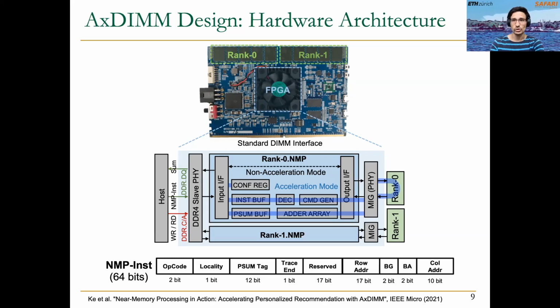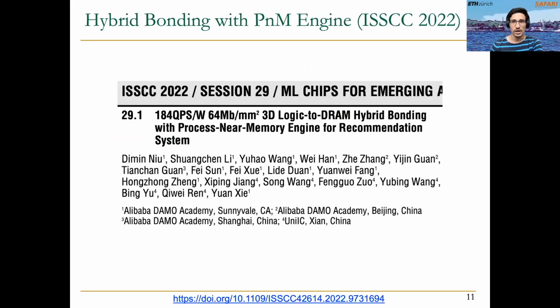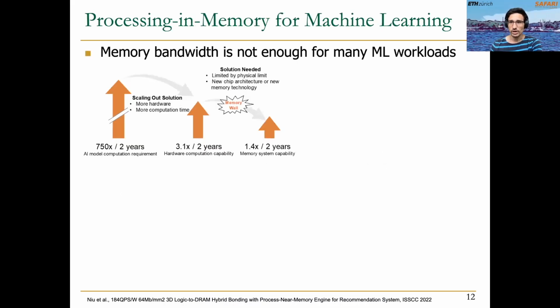We are also going to talk today about recommendation systems, because that's the main target of this Alibaba 3D Logic-to-DRAM hybrid bonding with processing near memory engine. And this is the paper, as I said before, presented at ISSCC this year in February. The motivation of this paper, as you can imagine, is the memory wall, the data movement bottleneck that we have discussed several times over the whole course.